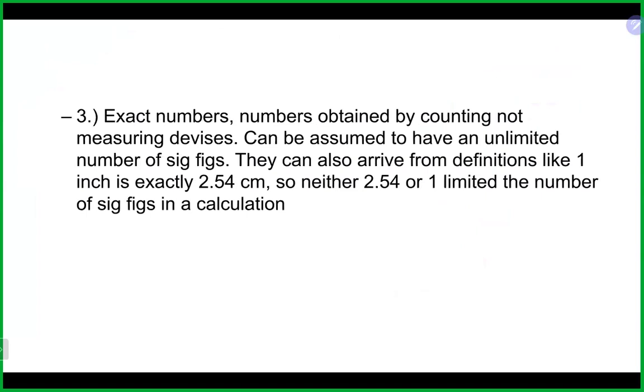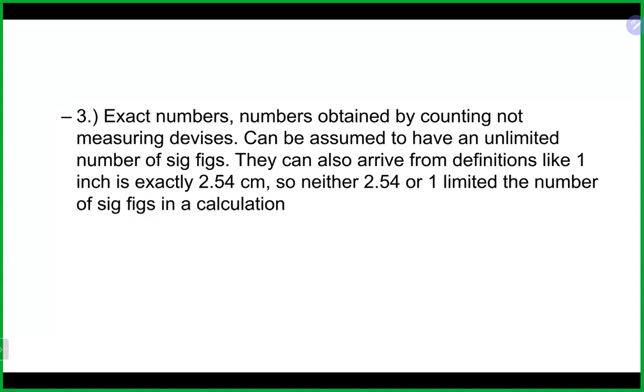Now, when we talk about numbers, there are really two types: measured numbers and exact numbers. Anything that comes from a measurement is obviously a measured value. It will have a specific number of significant figures associated with it. Anything based off of a measurement will have a definite number of significant figures. Exact numbers, on the other hand, can have an unlimited number of significant figures.